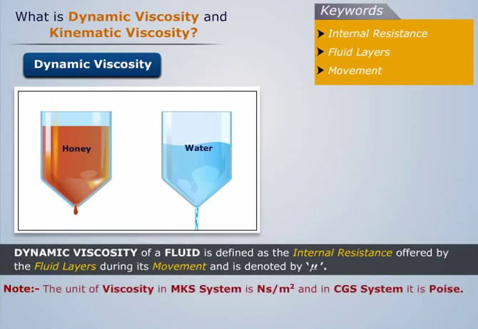Note that the unit of viscosity in MKS system is Newton second per meter square and in CGS system it is poise.